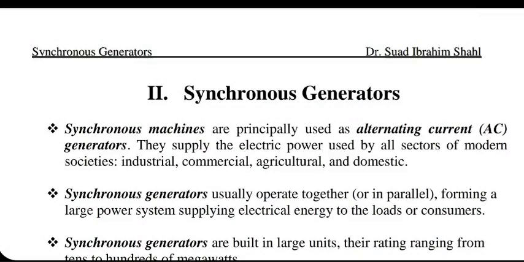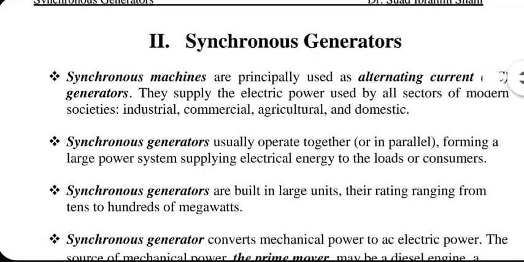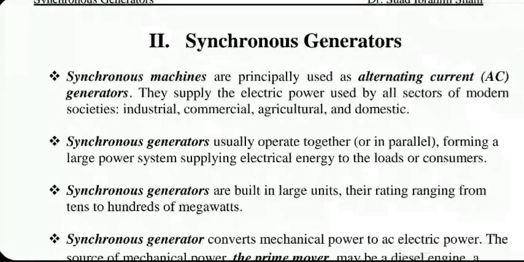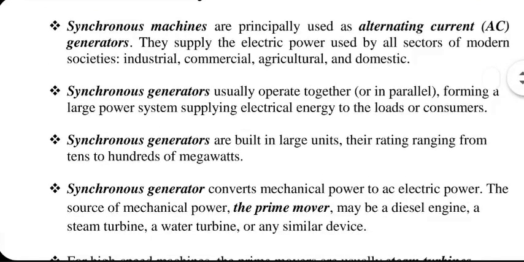Synchronous machines are principally used as alternating current generators or alternators. They supply the electrical power used by all sectors of modern societies and so on. Synchronous generators usually operate, many of them together, in parallel. I've told you all this. They are built in large units. Their ratings are very large, hundreds of megawatts. In fact, even gigawatt kind of generation is being done nowadays.